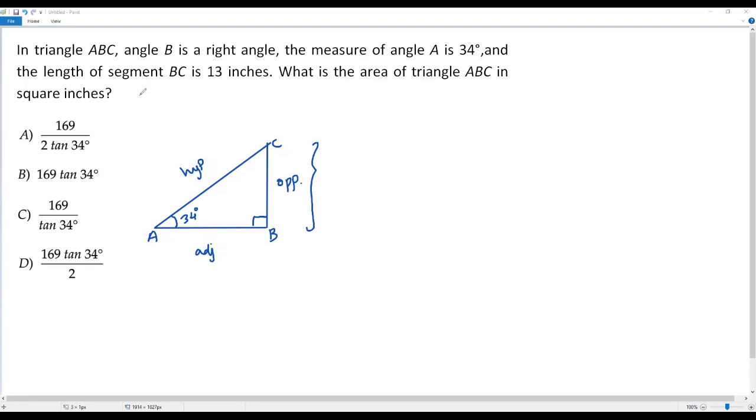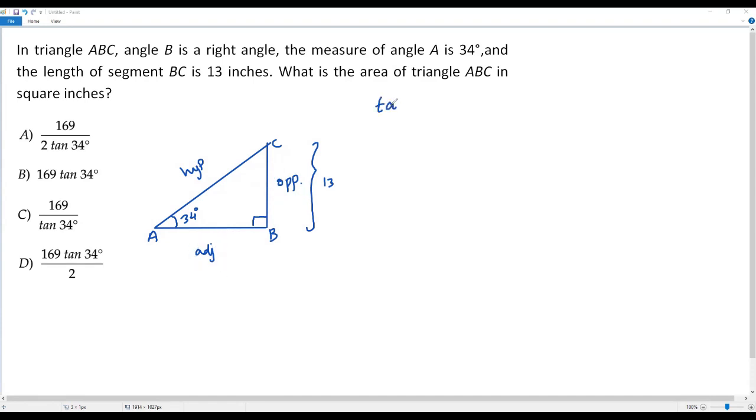And we have the length of the line segment BC, that is 13 inches. Now let me mark it over here. Here we have the length of this leg, that is the height of the triangle. Still we have to get the base of the triangle, that is the length of the leg AB, to get the area of this triangle. Here we have to consider the trigonometric ratio in which we have the opposite side and adjacent side, because we know the length of the opposite side and we need the length of the adjacent side. So that is tangent.